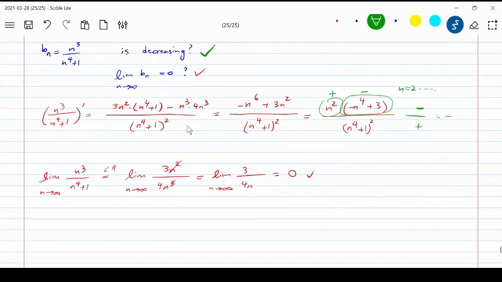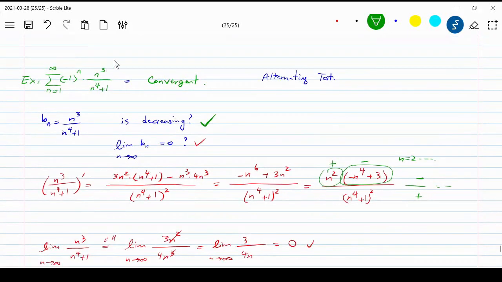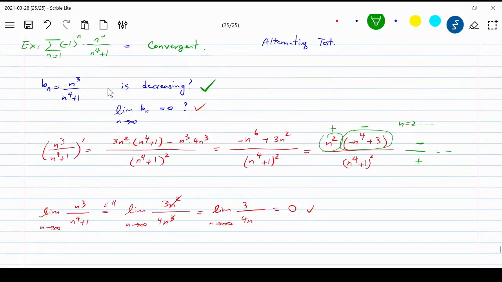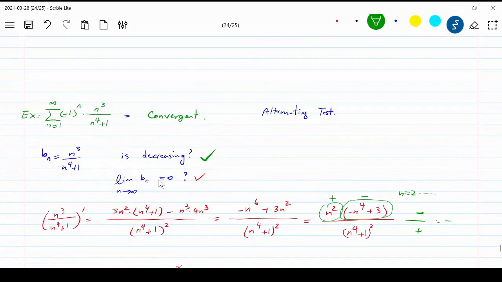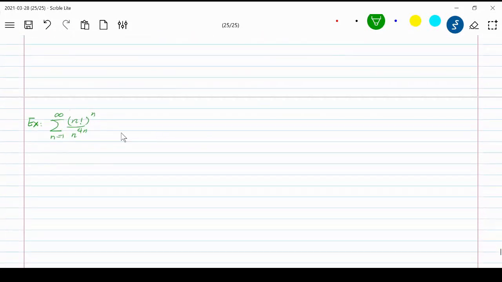Quite often, if you deal with this (-1)^n, the alternating series test would be a good choice, if you're not really dealing with n to the power n, for example, or n factorial, because taking the derivative of those to figure out if it's increasing or decreasing is going to be a tough thing. So here, what you notice is we're dealing with factorial. Also, we're dealing with powers of n. So n factorial to the nth power divided by n to the 4n, 4 to the nth power.